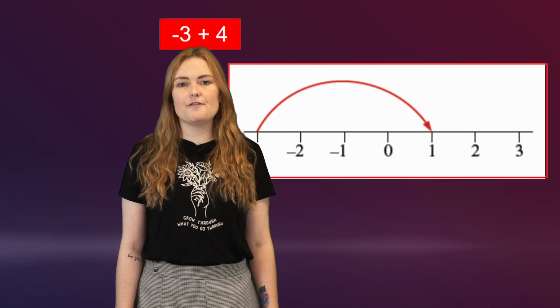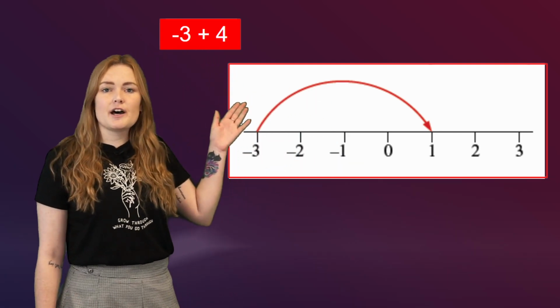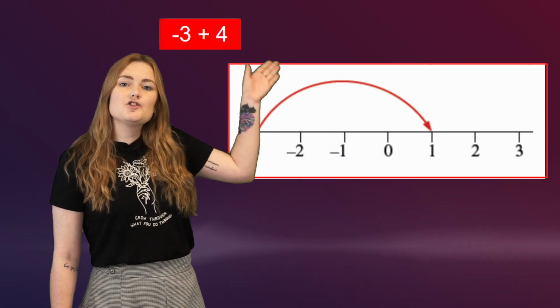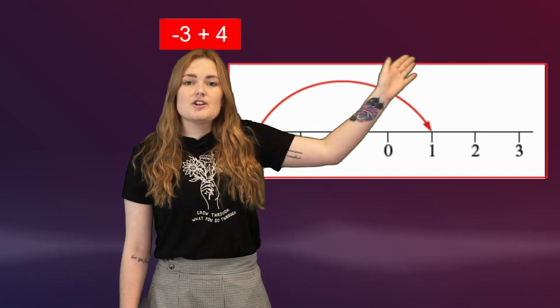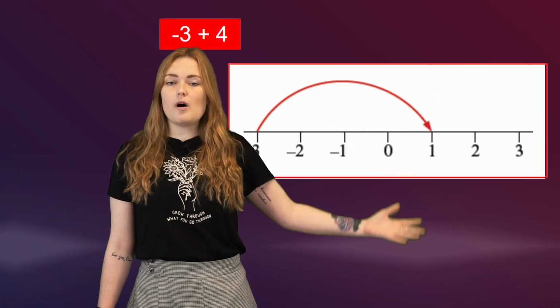A number line can help you when you're adding and subtracting negative numbers because it helps you to visualise how many jumps you need to take to get to the answer. For example, if we've got minus 3 and we're adding 4, we can start at minus 3 on our number line, and all we need to do is jump 4 spaces. So as you can see, that gets you to the answer of 1.